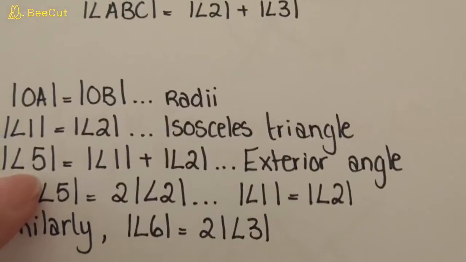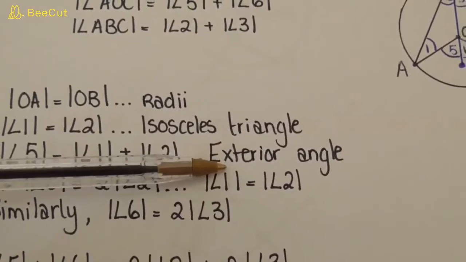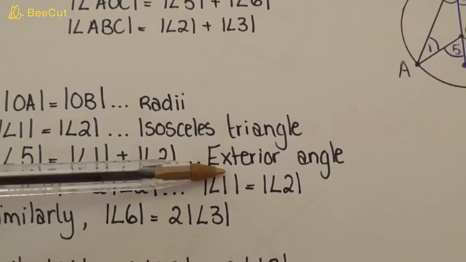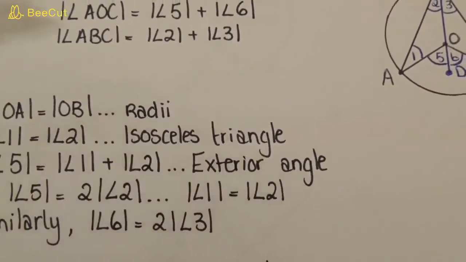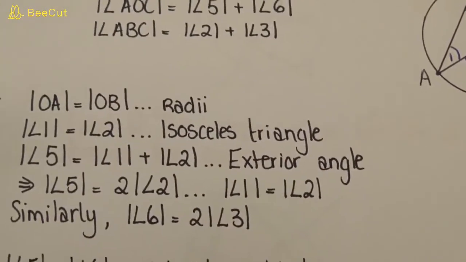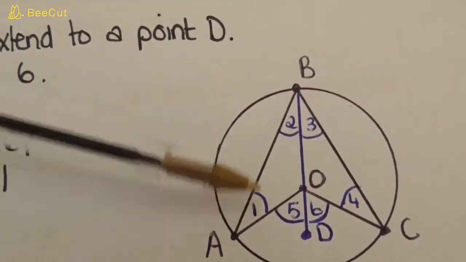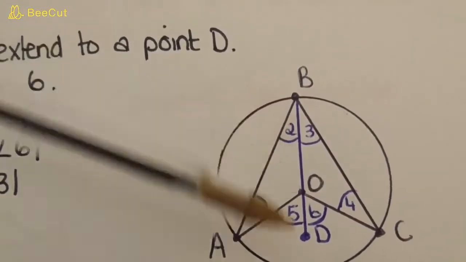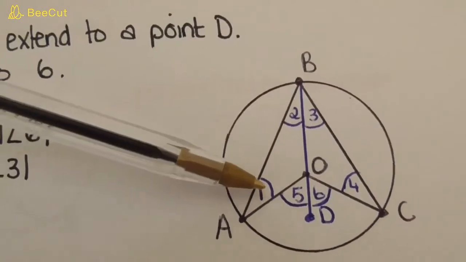Right, angle 5 is equal to angle 1 and angle 2. Why? Because the exterior angle of a triangle is equal to the sum of the two interior opposites. You don't have to write the full thing out. Exterior angle will suffice because I know what you're trying to say. So angle 5 equals angle 1 and 2 added together. So angle 5 is the exterior angle, and that equals angle 1 and angle 2 added together. So the exterior angle of a triangle equals the sum of the two interior opposites.